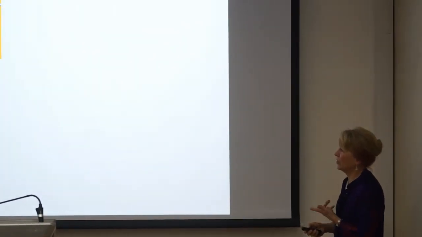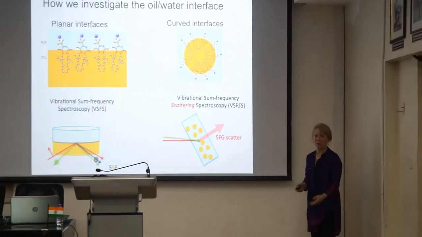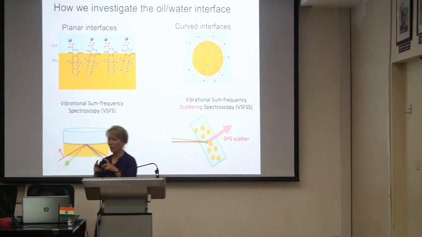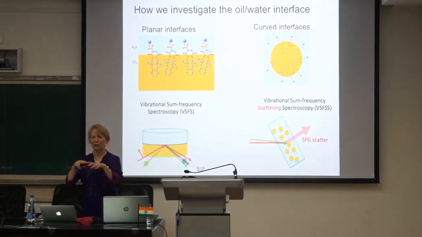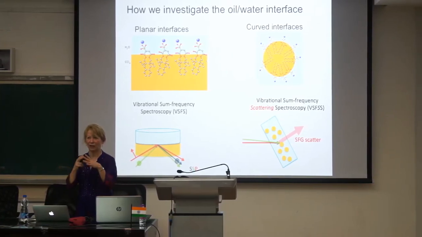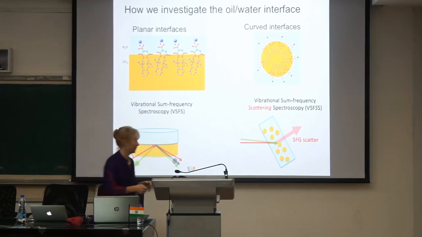And then we again do the planar experiments, and we also do the curved interfaces because we want to know if you've got something stabilizing those nanodroplets, then its behavior at the nanodroplet has to be different than the planar, because at the planar it doesn't have to do that extra work to stabilize. So what we're looking at is what different properties there are at the droplet versus the planar.